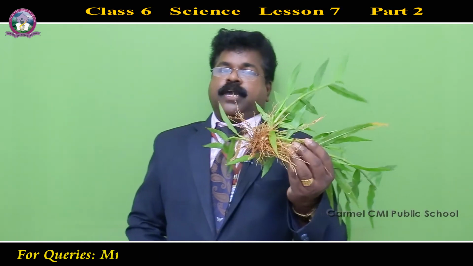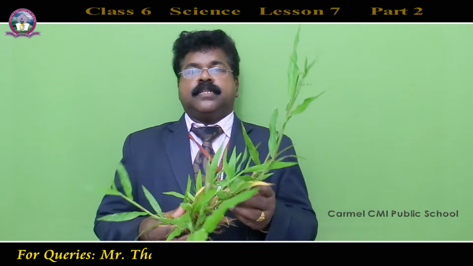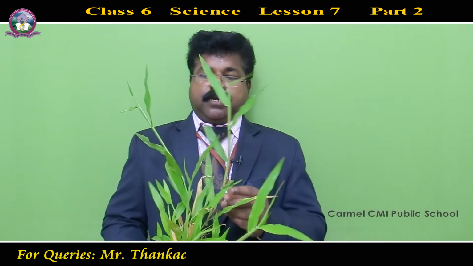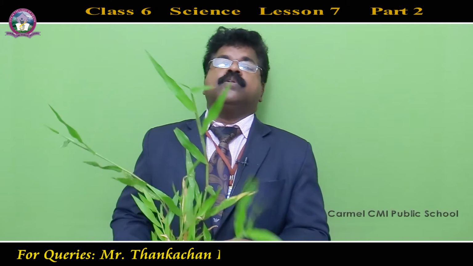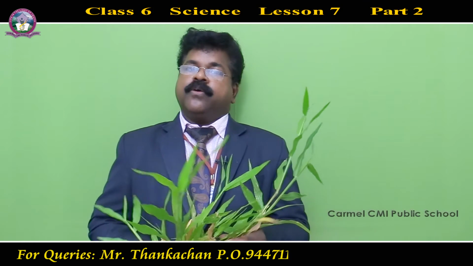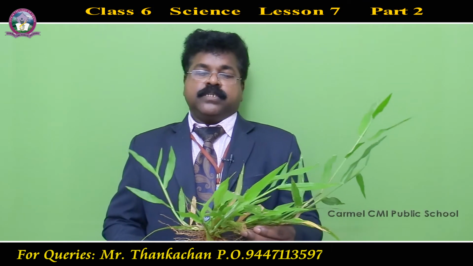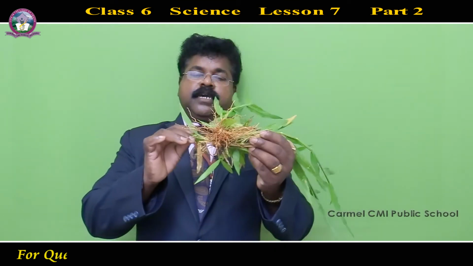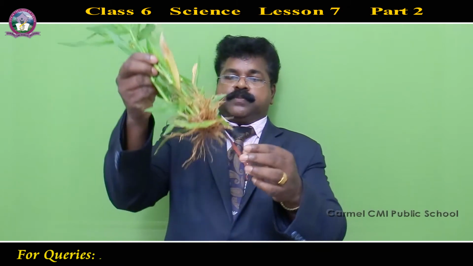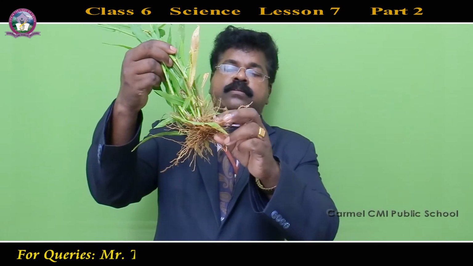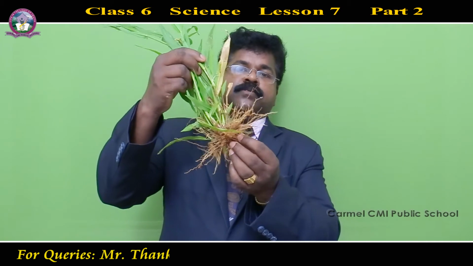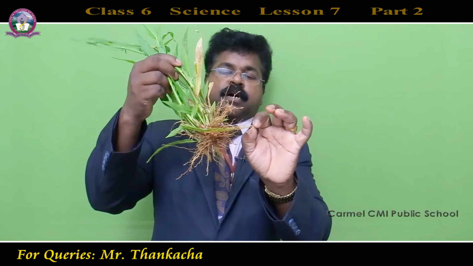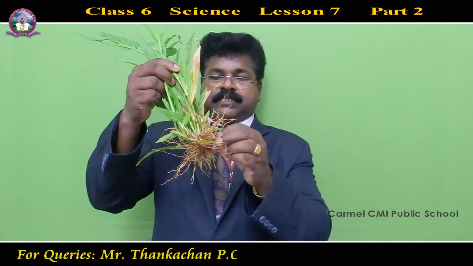Okay children, now let us see the nature of the root. You can observe this is a plant, and this plant is actually grass. Okay, it is grass, and maize also belongs to the grass family. How can you identify a plant that belongs to the grass family? Related to that we will study after some time. Now we are going to see the root system of this plant. You can observe that a number of roots are coming outside. Okay, all these roots are of the same shape and size.